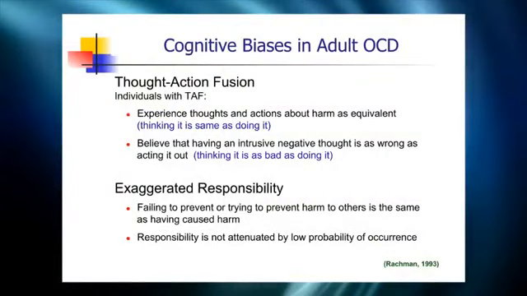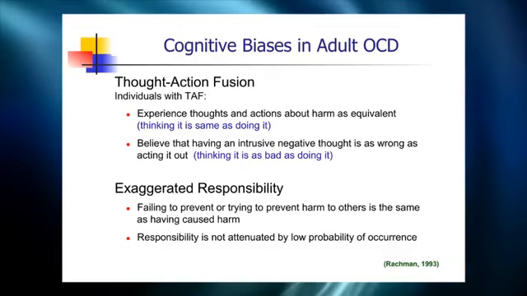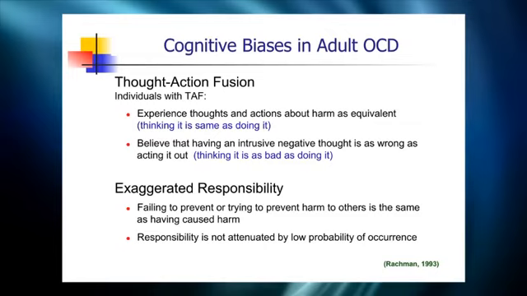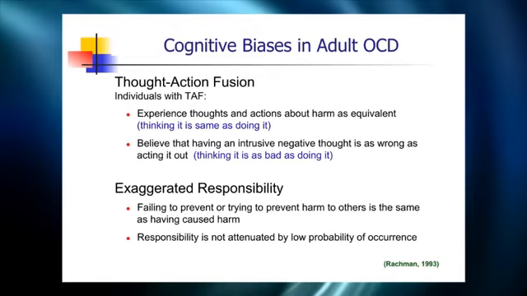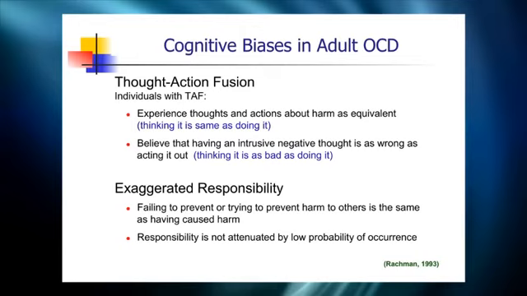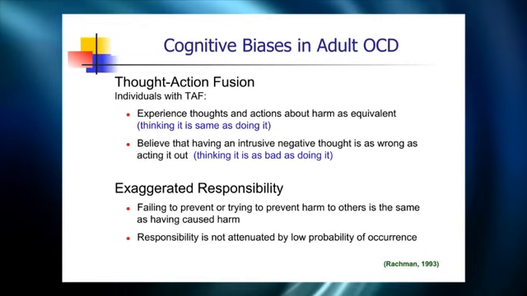And again, some of the work I'm going to be presenting was initially done by Jack Rachman, but there have been others that have done this work as well. And the two things that come up most often are thought-action fusion and exaggerated responsibility. So what is thought-action fusion? Basically, it's being unable to distinguish between thoughts and actions. So individuals with thought-action fusion experience thoughts and actions about harm as equivalent.